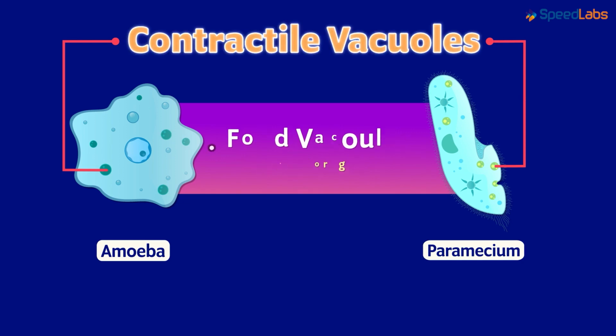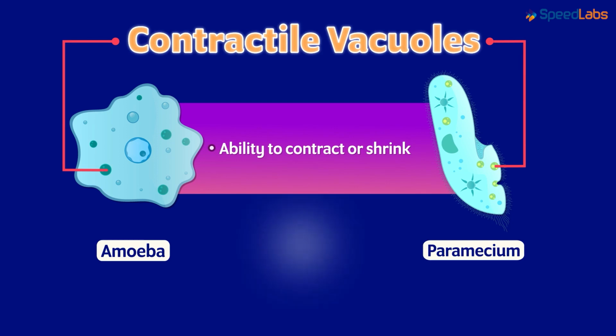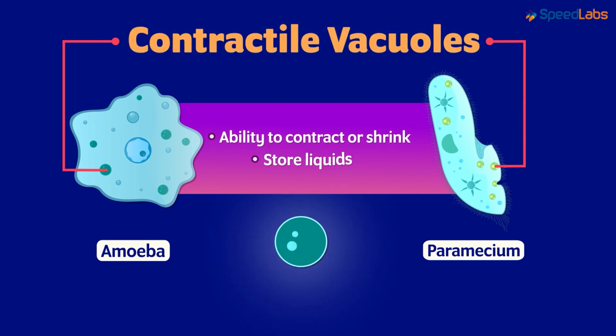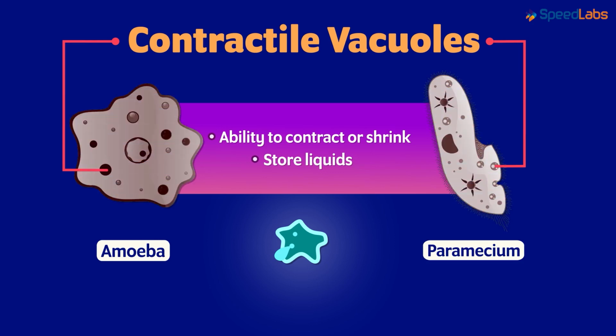Contractile, as the name says, has the ability to contract or shrink. These vacuoles store liquids, and when they get completely filled, they contract to expel out the stored contents. Vacuoles thus perform a variety of functions in different organisms. Hence, they are important for all types of cells.